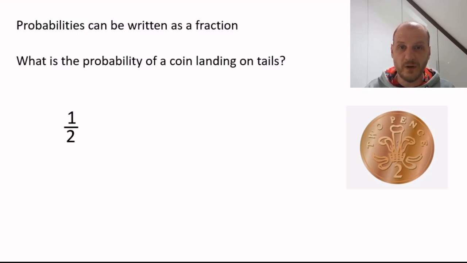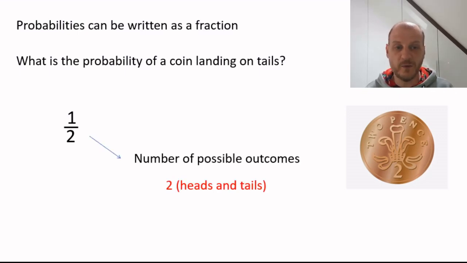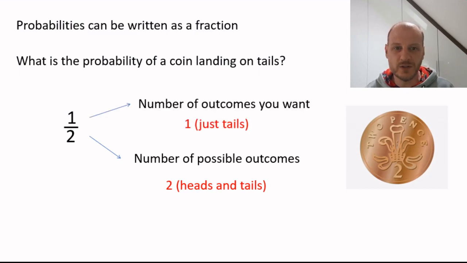So if we look at the number on the bottom first, that is the number of possible outcomes. So there are 2 ways that this coin could land if you flip it. It's going to land on heads or it's going to land on tails. So the number on the bottom is, in this case, going to be 2. If we think about the number on top, well, we're only looking at tails, so there's only one thing we're looking for. So the number on top is what we're looking for. The number on the bottom is the total number of outcomes. So that's why in this case, a coin landing on tails is 1/2.